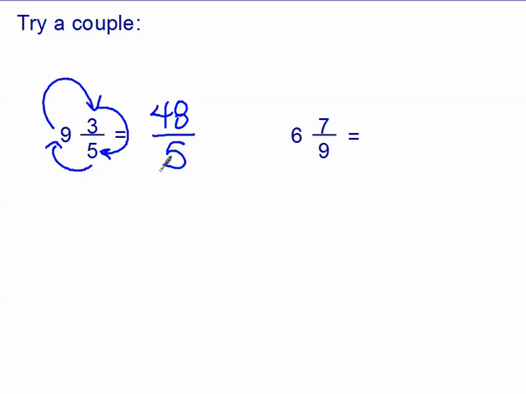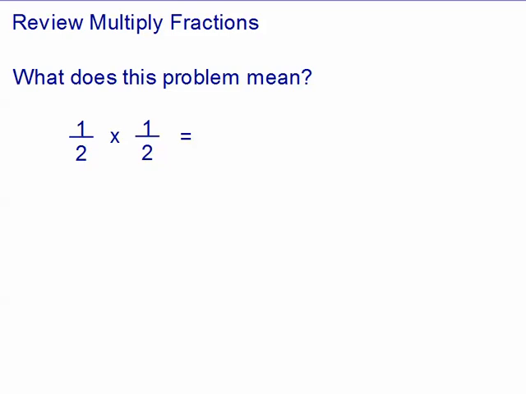For this other one, 9 times 6 is 54, plus 7 gives us 61. So we write 61, and we put it over 9. 61 over 9. That's as simple as that. Okay? Now, there's a reason why we need to know that, and we'll find that out in just a few moments. So let's move on to this question right here.